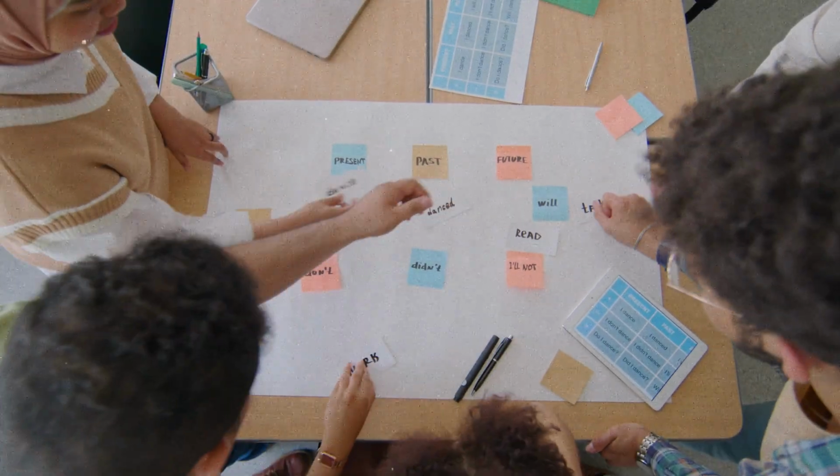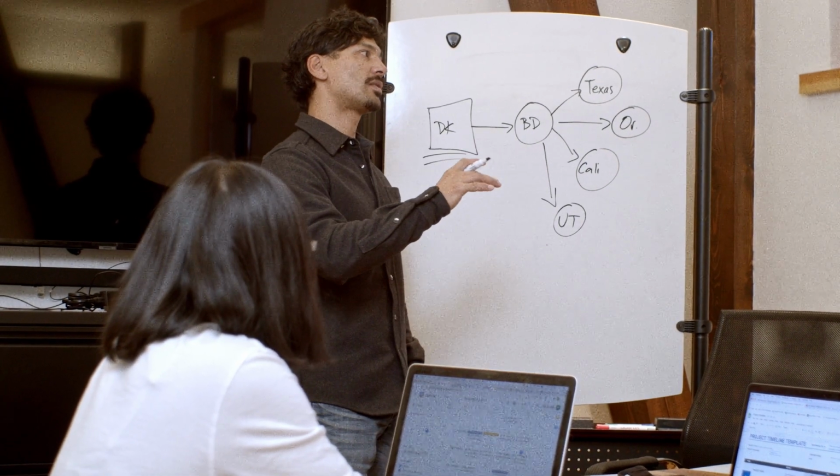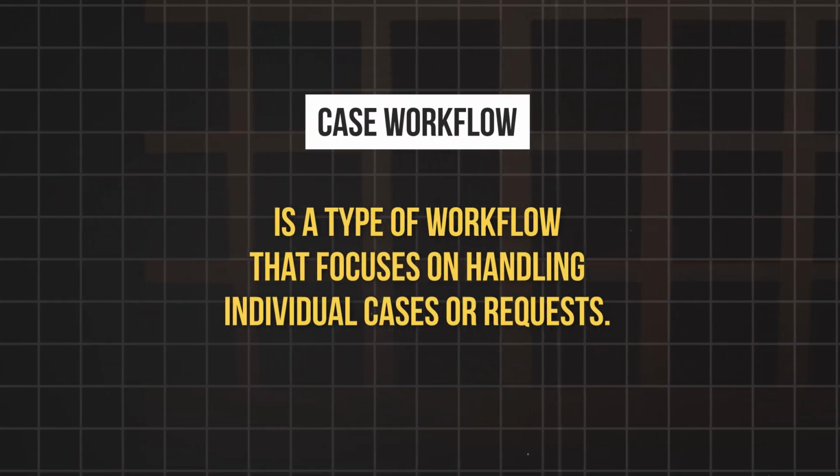Basically, process workflows follow a predetermined path or sequence of activities, and they are triggered by the completion of the preceding activity. For example, at Thanksgiving, I eat 2 plates of food, followed by a 1-hour nap, followed by 2 pieces of pie. That's just the sequence of events. A case workflow is a type of workflow that focuses on handling individual cases or requests. Unlike process workflows, the path of a case workflow can be variable based on the specific needs of each case.